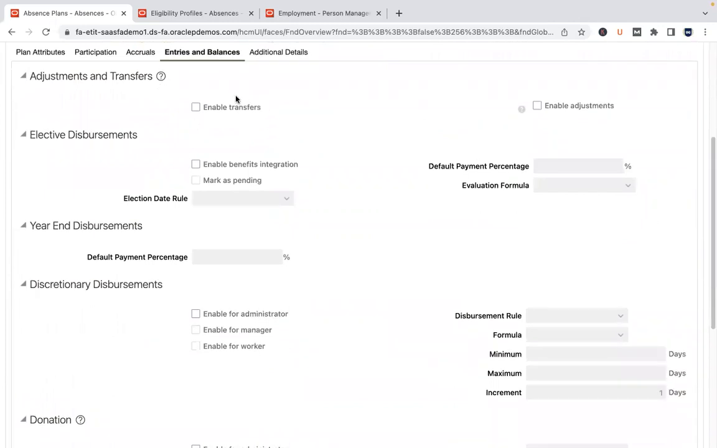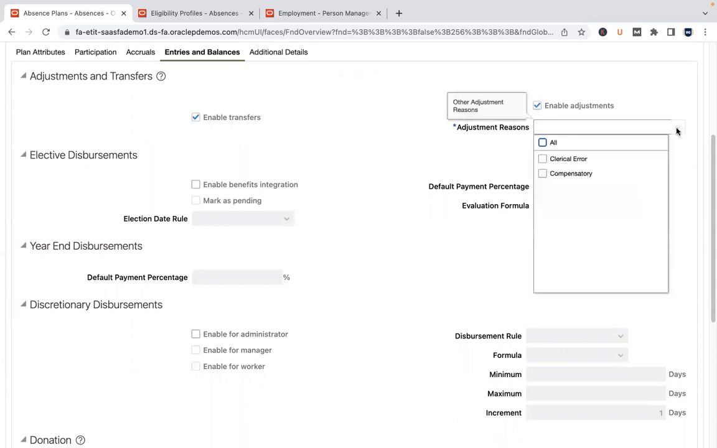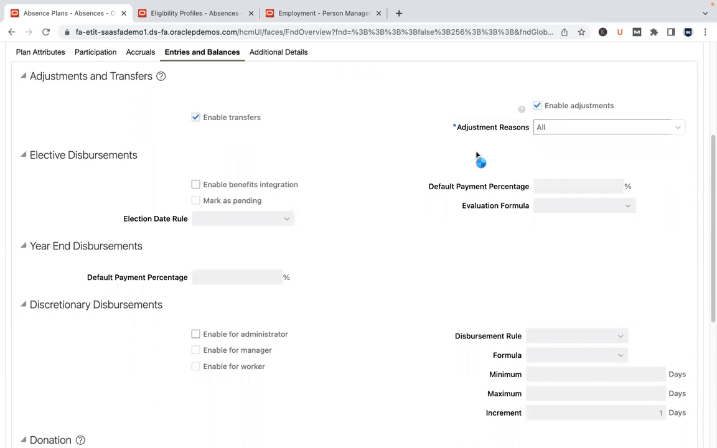the HR specialist would be able to transfer the balance or do adjustments. So yes, you have a balance tracked and maintained on this particular leave plan. If you want HR specialists to be able to perform some adjustments and transfers on the leave balance, you can enable them. And when you enable adjustments, you can also select what reasons HR specialists would be able to select when they adjust the balance.